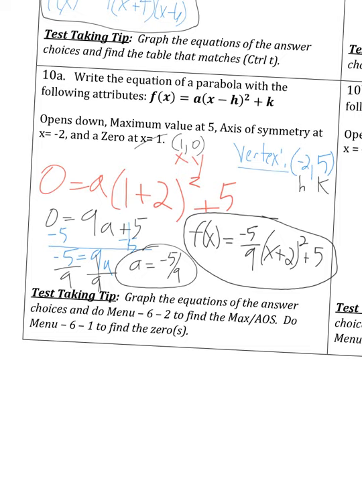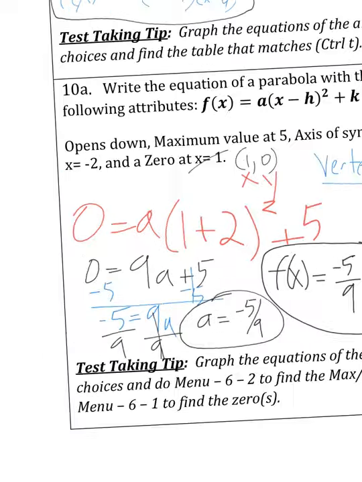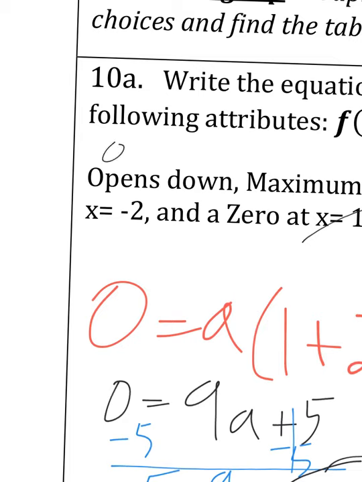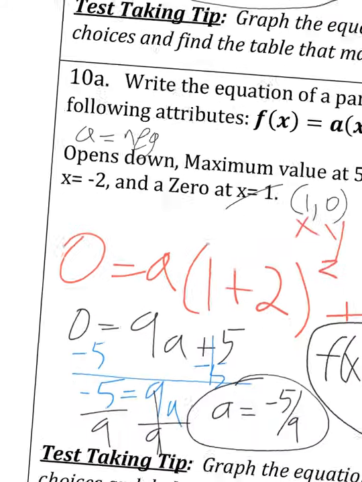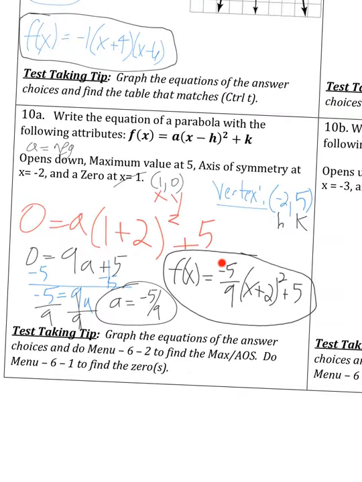But just remember, if it opens down, then A will be negative. If it opens up, A would be positive. Okay, so that's something to keep in mind. So I did get a negative value for the A. And then you can just look at the graph too. When you graph it, anyone that opens up makes a U. Is not the right answer. It has to open down.